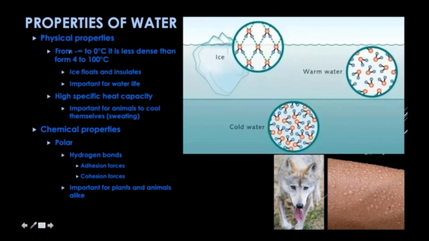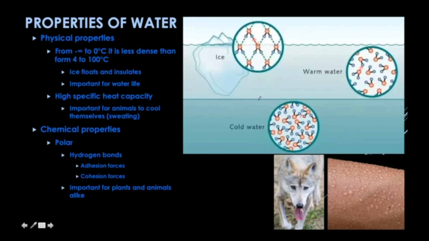So from negative infinity to 0 degrees Celsius, whenever we have solid water, we can see in this picture that the water molecules, because it is so polar, actually space out and become much less dense than the liquid water around it. So we can see the distance from this particle to this one is much less than the distance from this particle to this one, which is even smaller with these two particles.